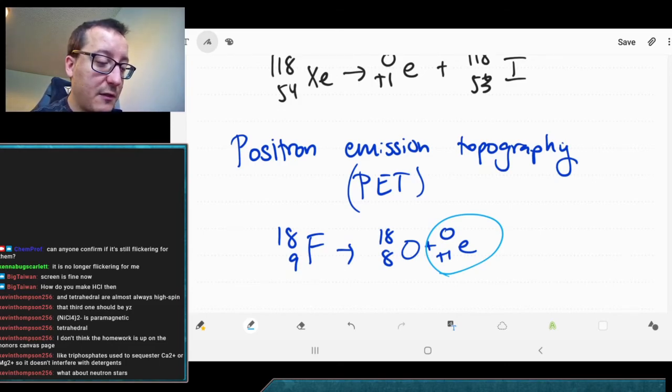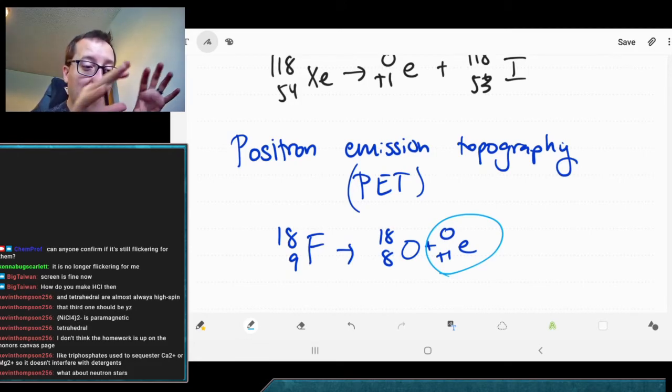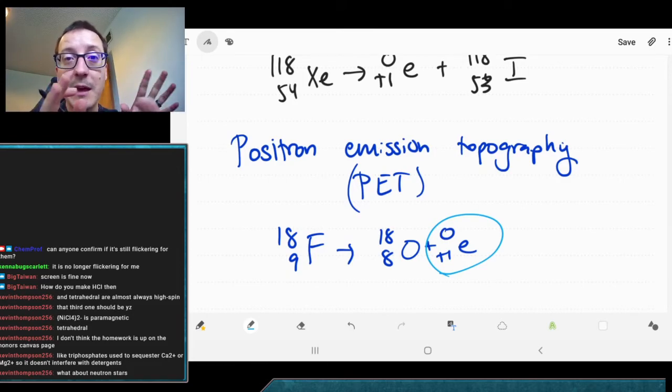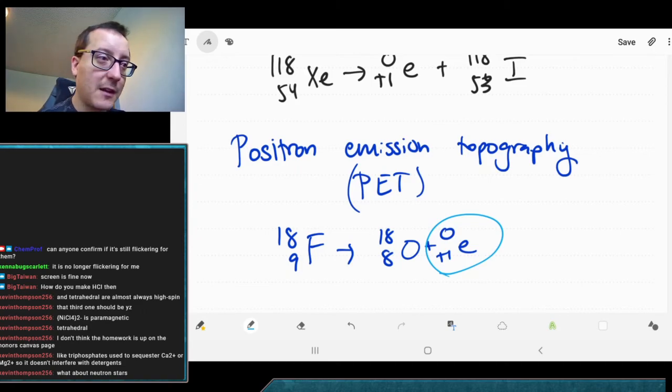Oftentimes what you'll do is you'll stick this fluorine onto a glucose. And so as that glucose goes to areas where glucose is being used by your body, like in your brain, it'll emit these positrons. And so you can visualize what areas of the brain are using the most glucose by looking at where the positrons are coming out. And as a result, you can see the brain activity that's taking place there. You can diagnose various diseases using this. So we're going to see that nuclear chemistry is super important in medicine. There's in fact an entire division called nuclear medicine that deals with this sort of thing.